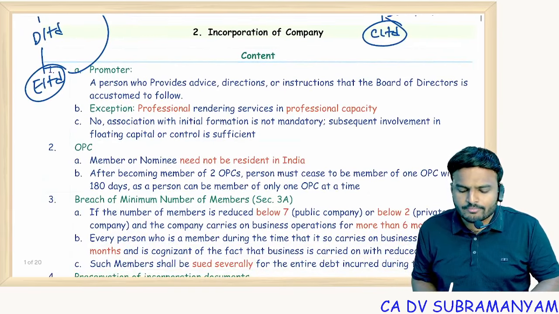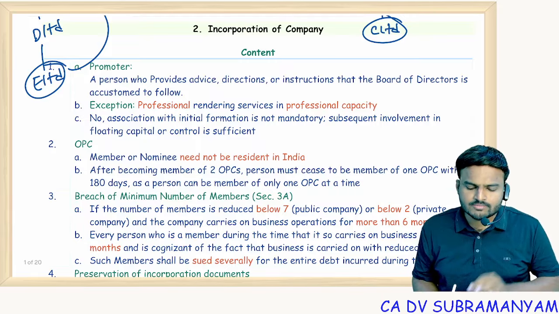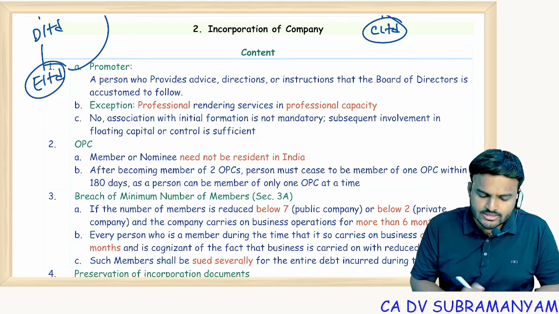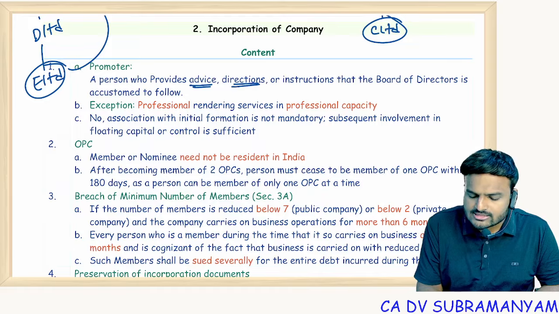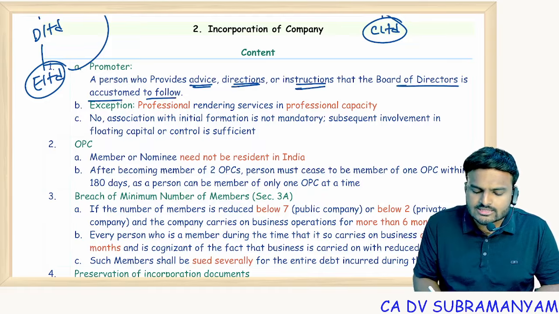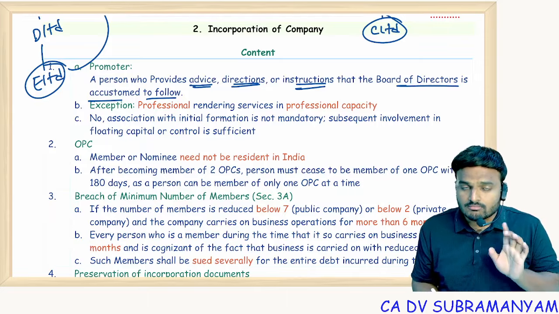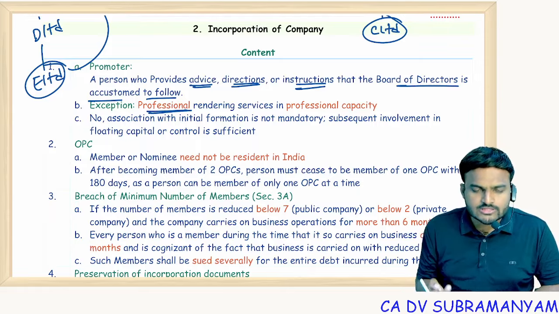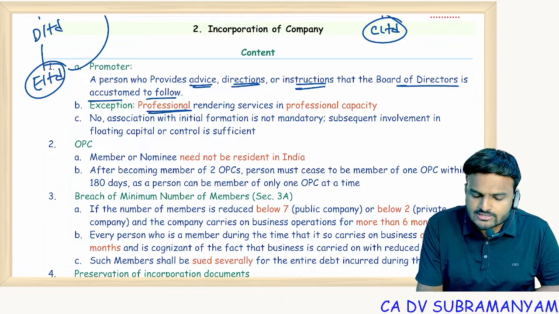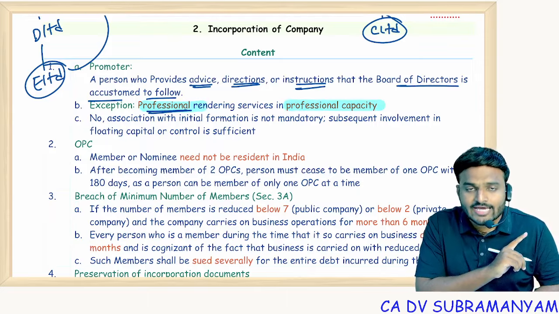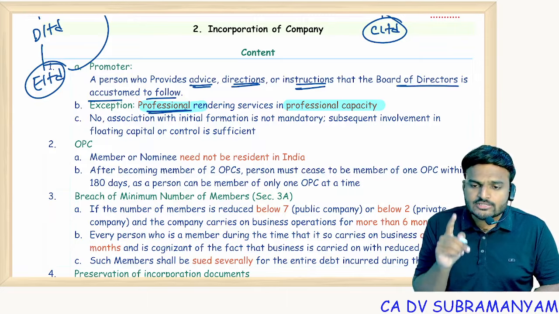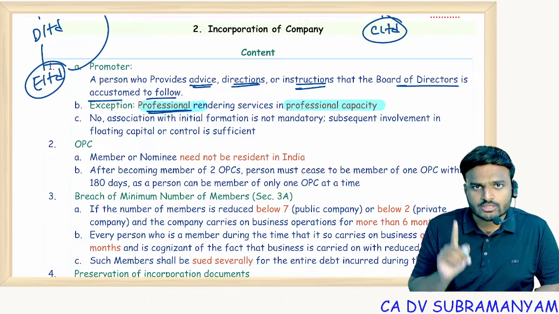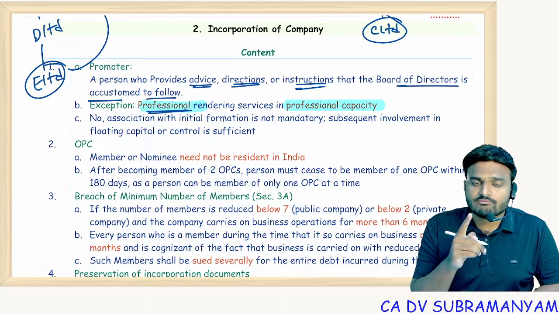Next one, incorporation of company. In incorporation of company, the promoter definition is very important. In the promoter definition, if you see the last point, the third point, a person who provides advice, directions, instructions that the board of directors are accustomed to follow, that fellow becomes a promoter. But if directors are following advice given by a professional, and that professional is rendering services in his professional capacity, then that professional will not be treated as a promoter. If the professional is rendering services in excess of his capacity, then he will be considered a promoter. In excess of his professional capacity, then he will become a promoter.